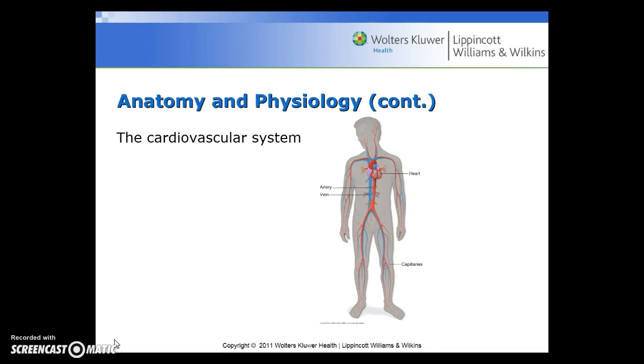So here is a diagram of the cardiovascular system. It includes heart, arteries, veins, and capillaries.